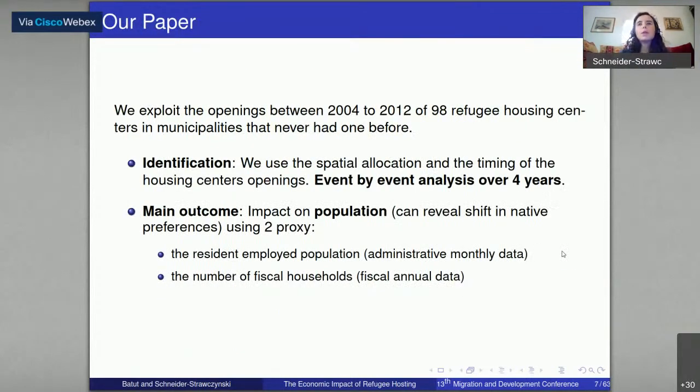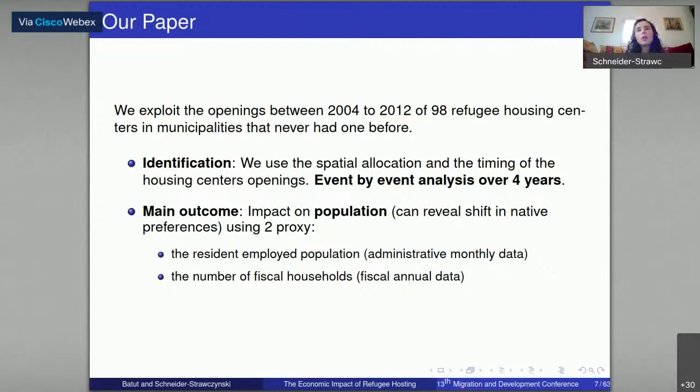So in our paper, what we do is that we look at 98 refugee housing centers opening in France between 2004 and 2012, and we perform an event study analysis over 4 years using the spatial allocation and the timing of the refugee housing center openings.